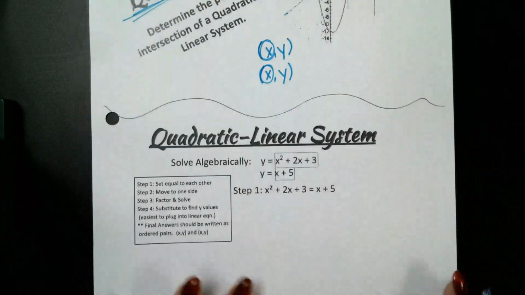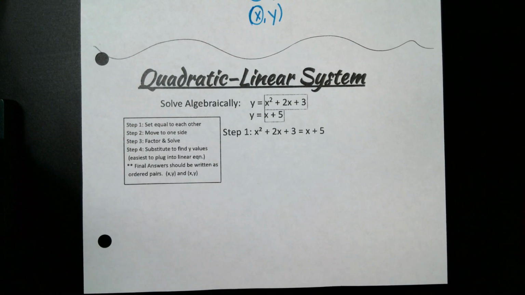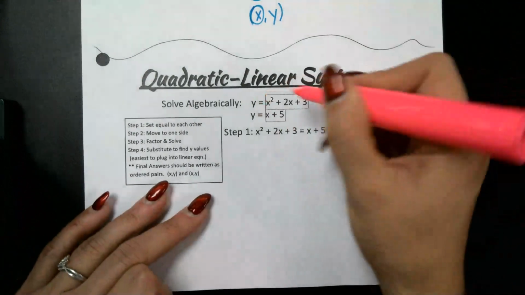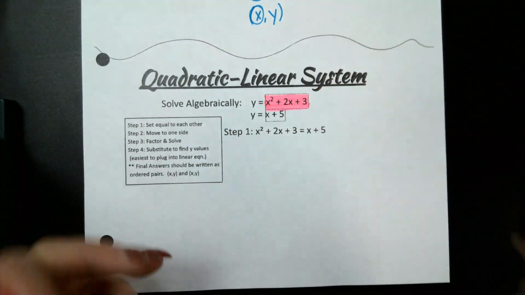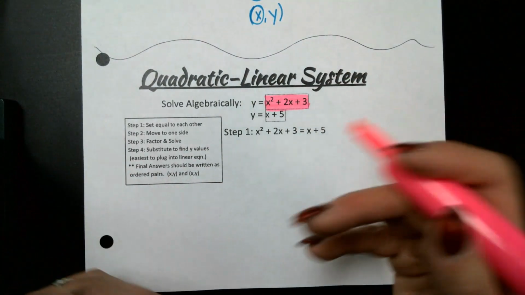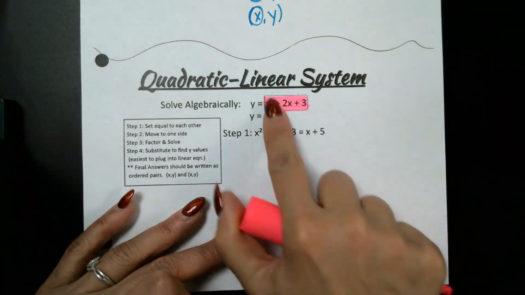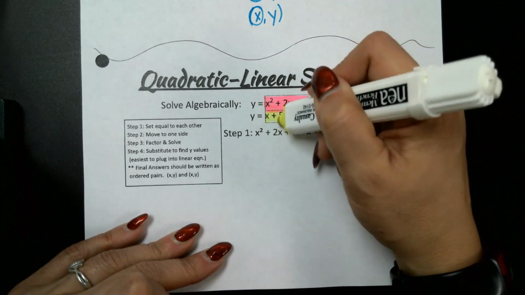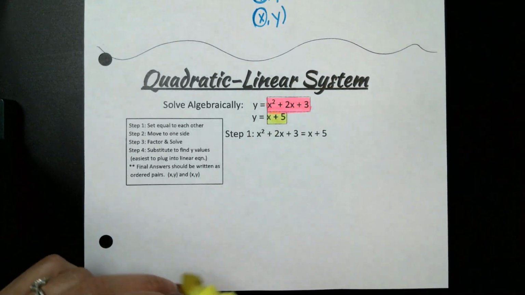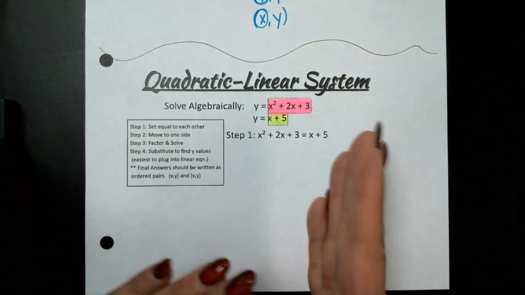If you take a look at the first example down here at the bottom, this is what a quadratic linear system would look like. It would say y equals, and then here's a quadratic expression. How do I know it's a quadratic? It has x squared. Okay, so here's one expression that's equal to y. Then right underneath it, we have another expression that's equal to y, but this one's just linear because it's x to the first power. So we have two expressions that look different, but both are equal to y.